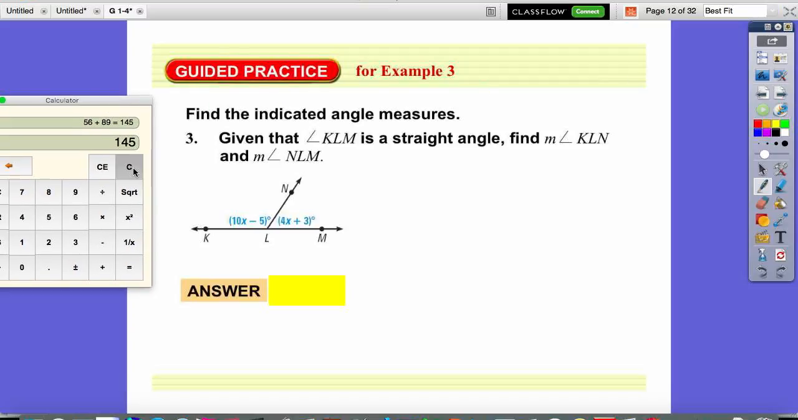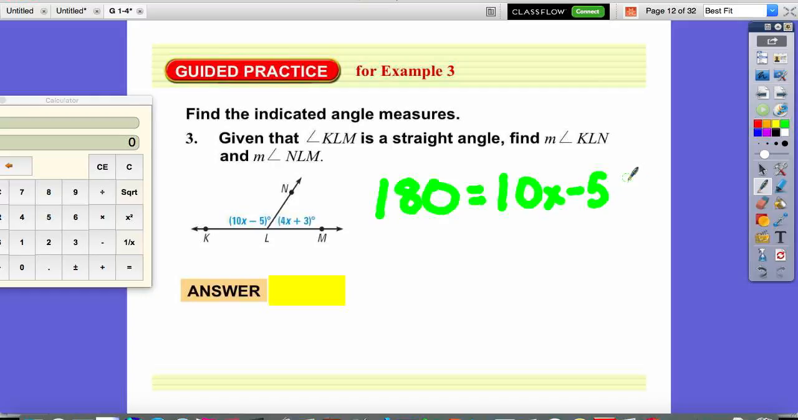So now we're going to do the guided practice. So they tell me that KLM is a straight angle. That means it's 180 degrees. Which means that 10x minus 5 plus 4x plus 3 is going to equal 180. I believe you guys can do that math. I'll save you from watching this on the video. And that tells me that KLM is 125 and NLM is 55.